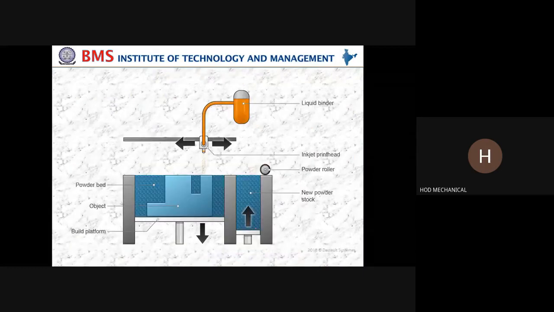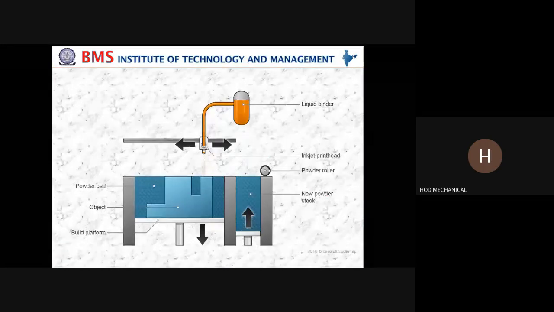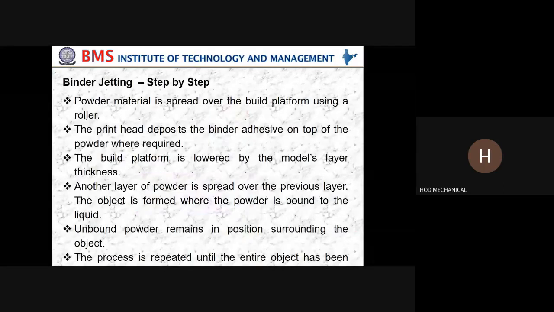Now this is what is called the method. Let's observe this and then we'll go back. Binder jetting, a step-by-step process. Powder material is spread over the build platform using a roller. Then the print head deposits the binder adhesive on top of the powder where required. The build platform is lowered by the model's layer thickness.